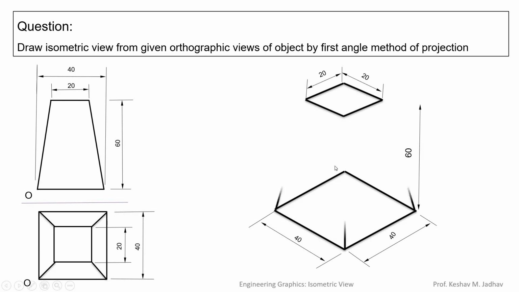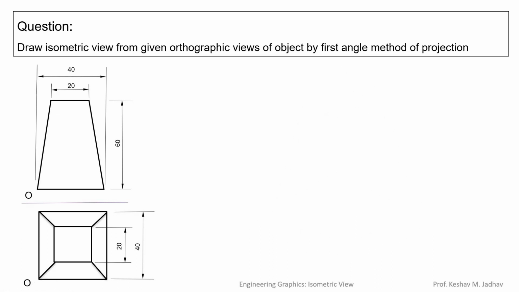So we can connect the lines like this. In this way we can visualize the object. This object is the frustum of a square pyramid, meaning the square pyramid which is cut at 60 mm height, and we have to draw the isometric view. I will explain step by step.